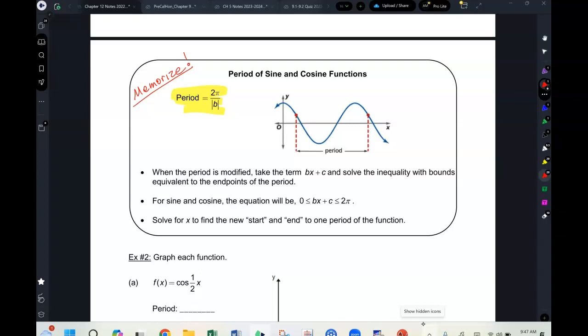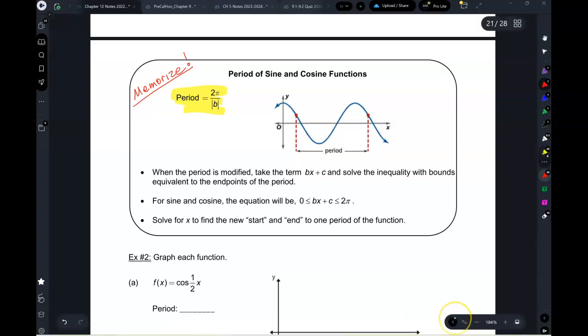Okay? All right. So when the period is modified, remember how we said it takes a length of 2 pi to complete the wave? Now imagine you're like, okay, go faster. Make sure you finish in the length of a pi. Now you have a different looking wave. So when the period is modified, what we do is we take the term bx plus c and solve the inequality with bounds equal to the period. So for example, for sine and cosine, the inequality will be this.